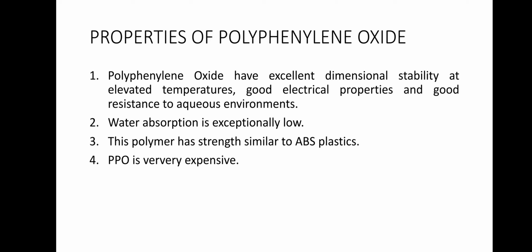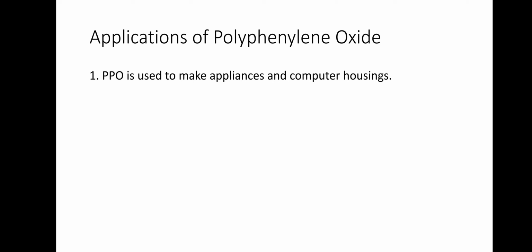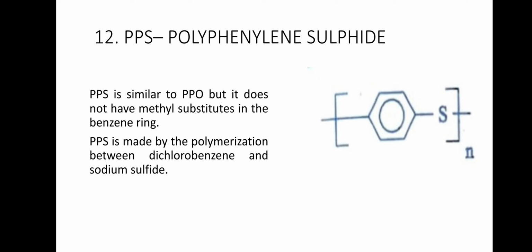Properties of polyphenylene oxide. PPO has excellent dimensional stability at elevated temperatures, good electrical properties and good resistance to aqueous environments. Water absorption is exceptionally low. This polymer has strength similar to ABS plastics. PPO is very expensive. Applications include making of appliances and computer housings. The next polymer is polyphenylene sulfide, PPS. PPS is similar to PPO but it does not have methyl substituents in the benzene ring.